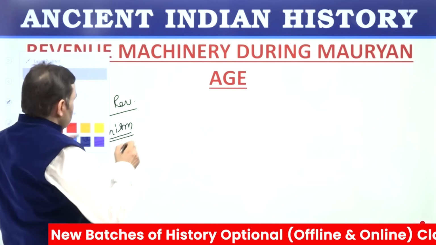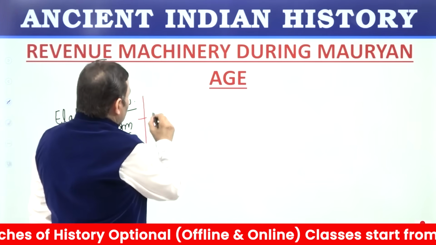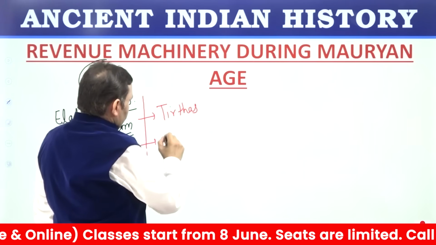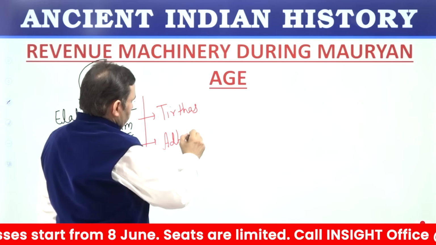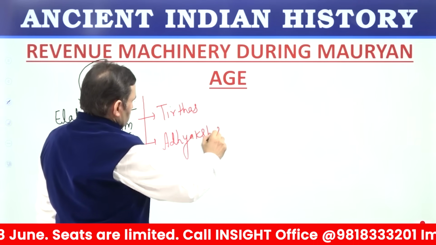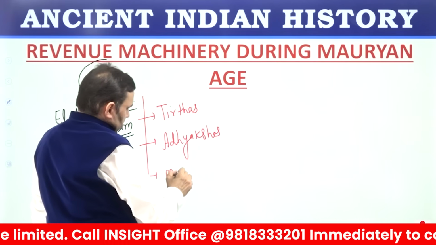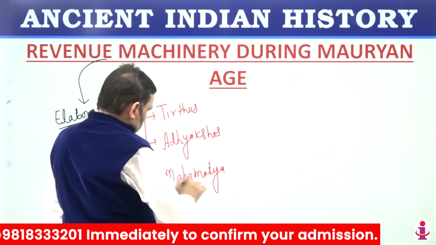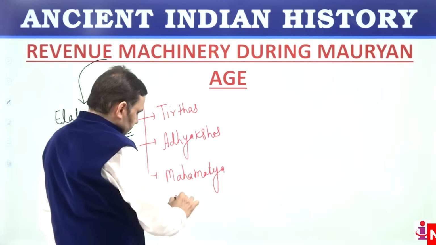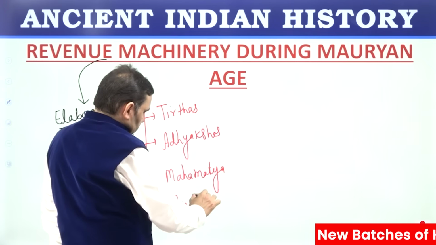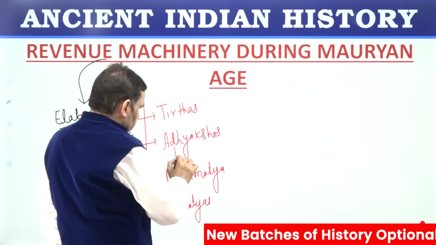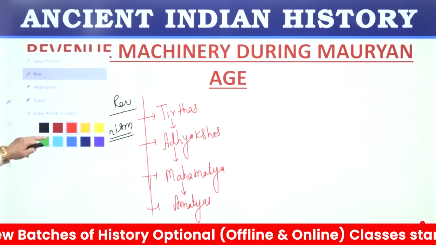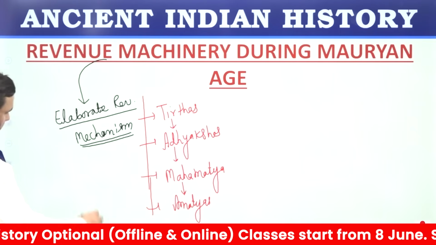Some of these officers were known as Tirthas. So Tirthas were the highest, senior most officers. Then came Adhyakshas. Then came Mahamatyas. And last were Amatyas. So this was the hierarchy: Tirthas to Adhyakshas to Mahamatyas to Amatyas. So an elaborate revenue mechanism came into existence for the first time.